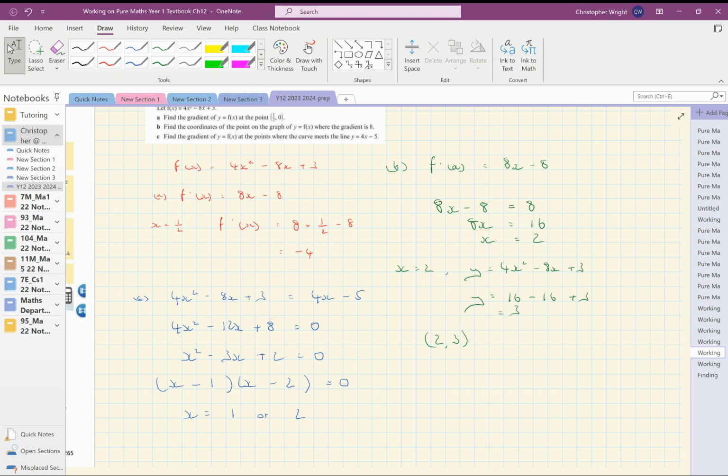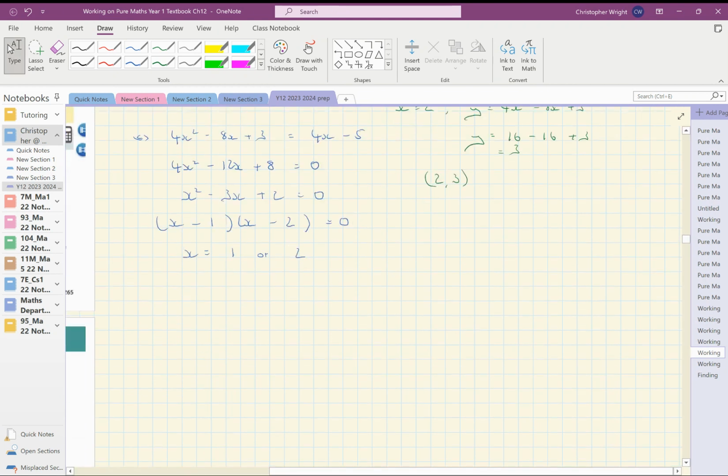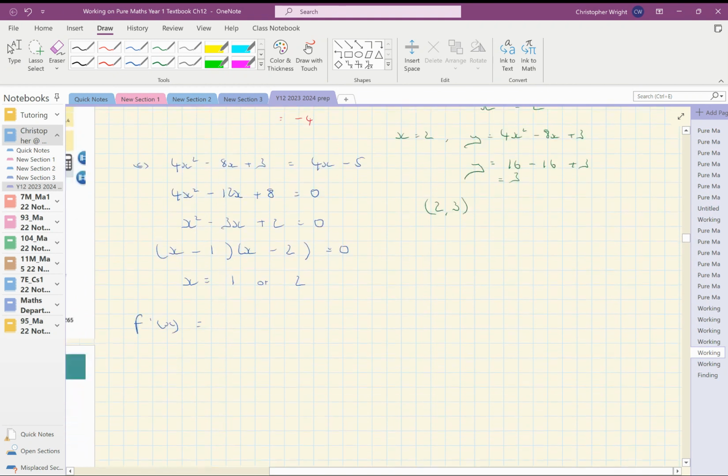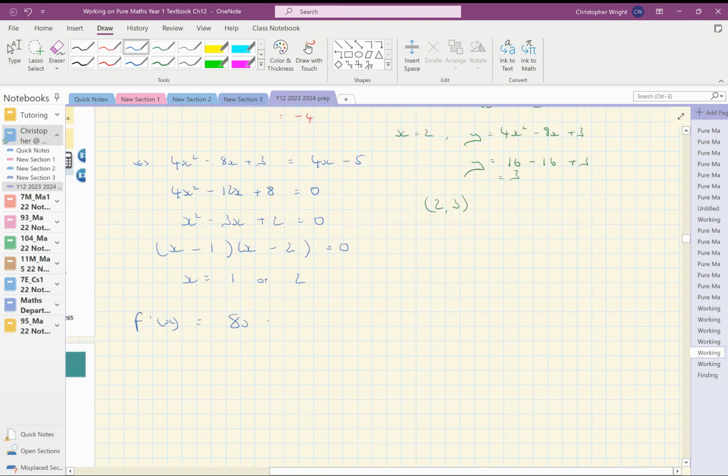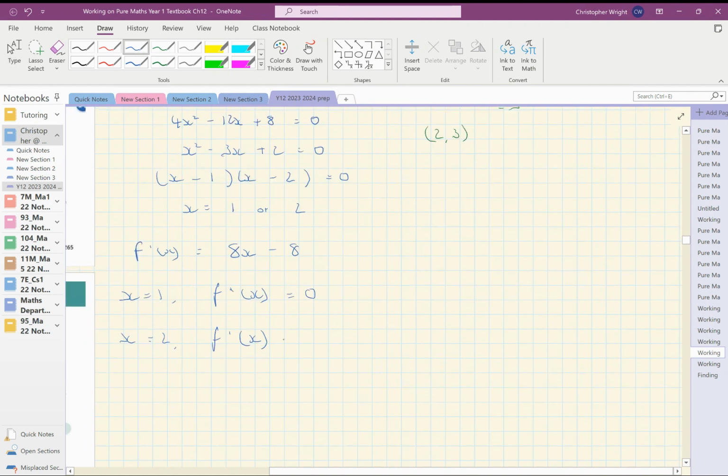Okay, and I'm asked to find the gradient at those points. So I don't actually need to find the y coordinate at those points. I just need to find the gradient at those points. Well, here's the gradient function. The gradient function is f dash of x equals 8x minus 8. So when x is 1, the gradient equals 8 minus 8, 0. And when x is 2, the gradient is 8 times 2 minus 8. The gradient is 8, isn't it?